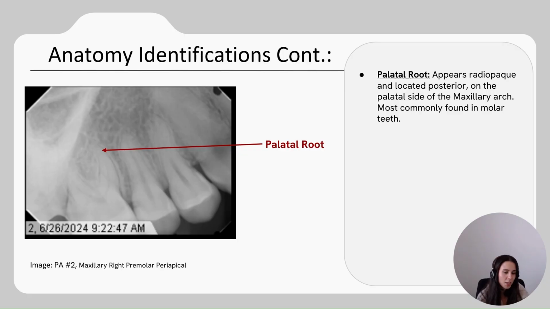This image is PA number 2, which is the maxillary right premolar periapical. On this image, it shows the palatal root, which can sometimes be hard to find. In this one in particular, it appears radiopaque and is located posterior on the palatal side of the maxillary arch. It is most commonly found in the molar teeth.